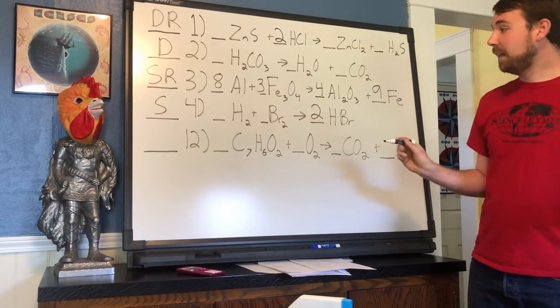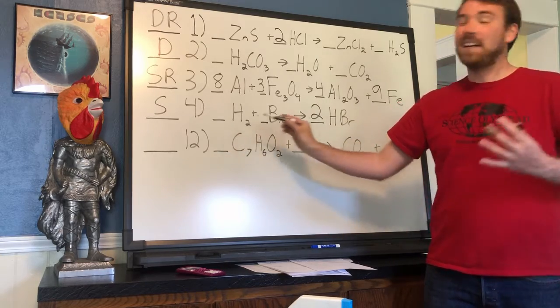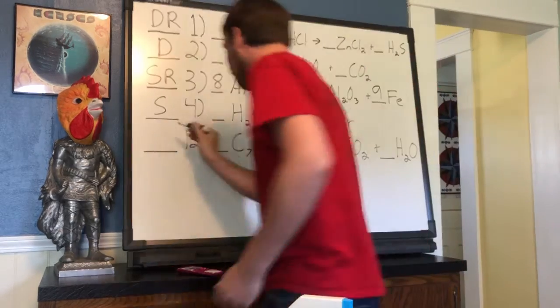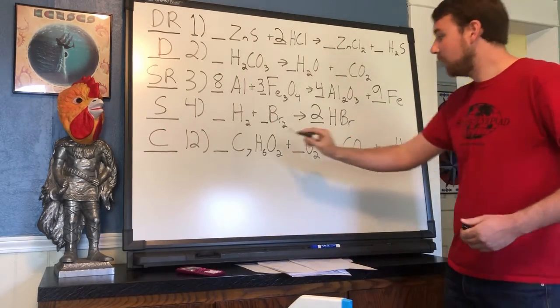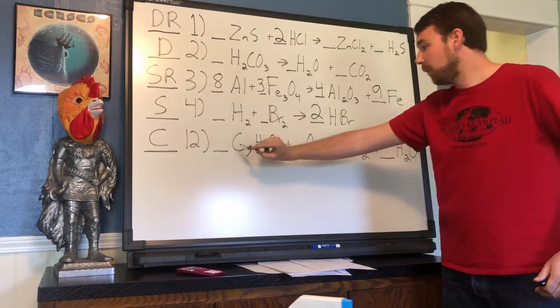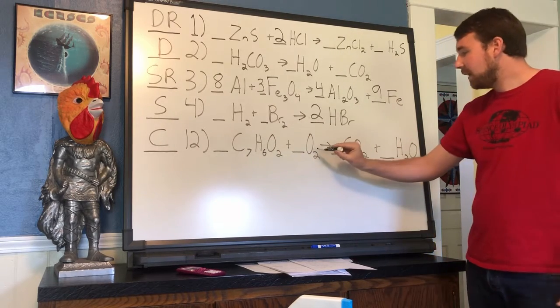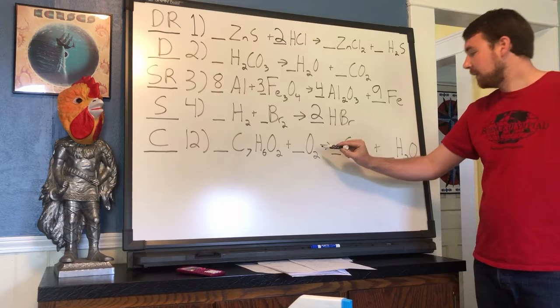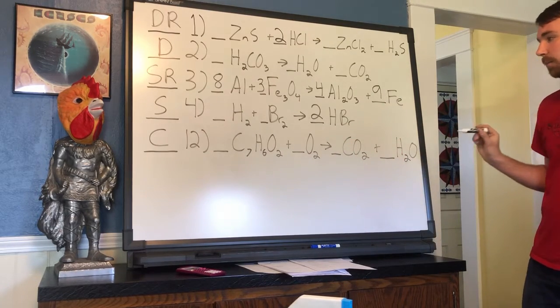Now, if you've been paying attention, you've probably noticed that I skipped to number 12 here. That is because it is a combustion. But we can understand that it is a combustion because we have a hydrocarbon. There is carbon, hydrogen. This also has a little bit of oxygen in it, combining with elemental oxygen to form carbon dioxide and water.